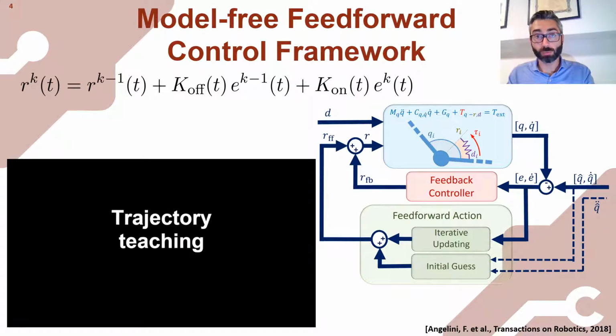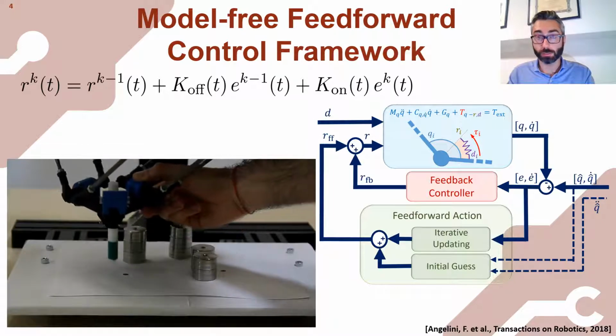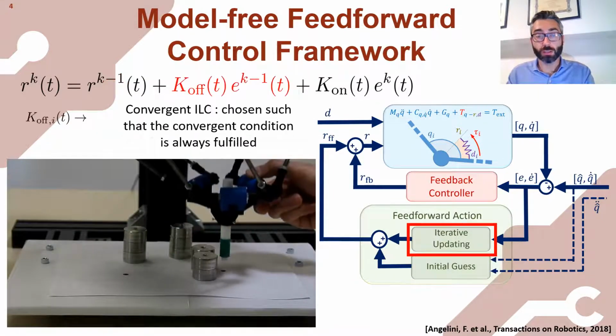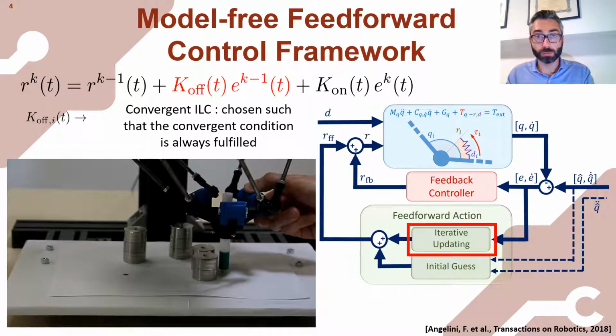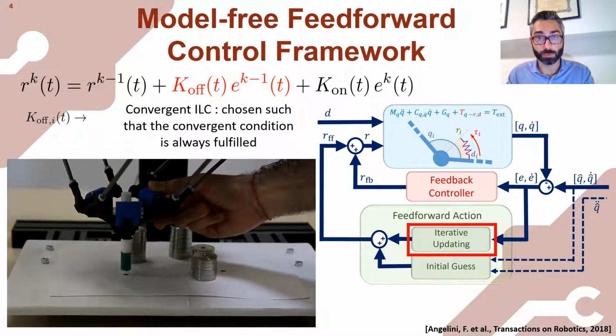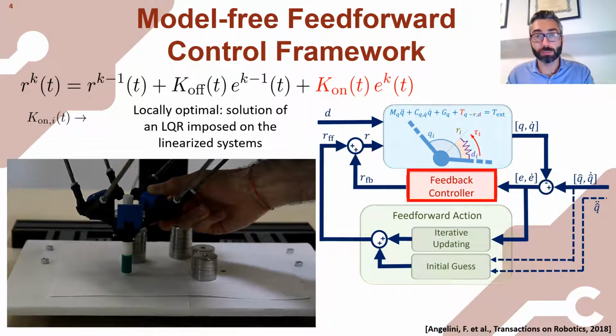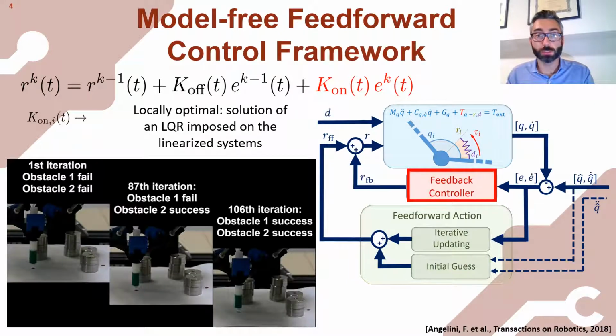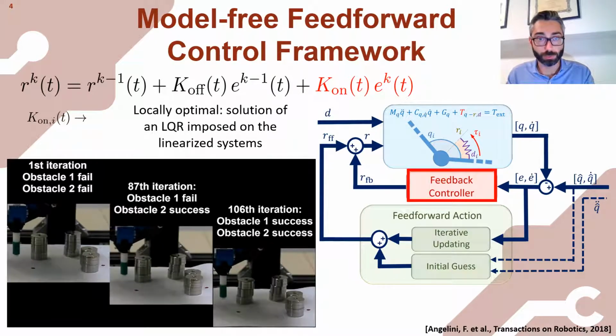The control framework we propose is based on iterative learning control, and it presents an initial guess, control gains to update the control action based on the error of the previous iteration, and finally a very small feedback term. And this feedback term is small to avoid any stiffness alteration.